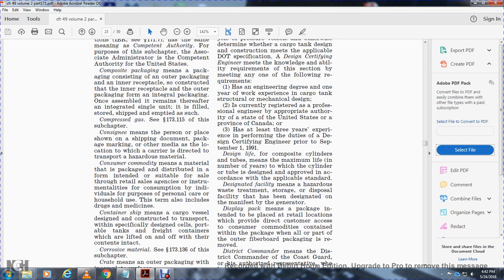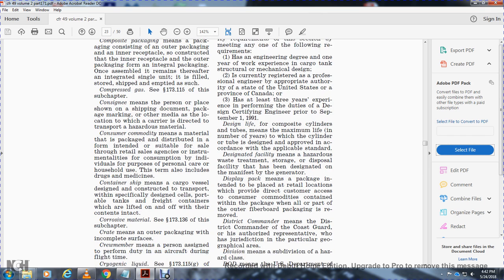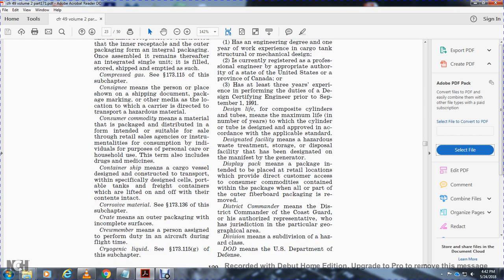Container ship means a cargo vessel designed and constructed specifically for the carriage of portable tanks and freight containers which are lifted on and off with their contents intact. Corrosive material, see 173.136 of the subchapter. Crate means an outer packaging with an incomplete surface. Crew member means a person assigned to perform duty in an aircraft during flight time.